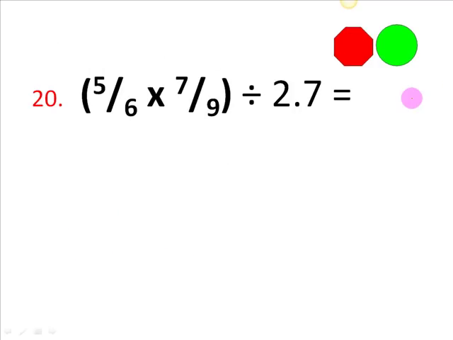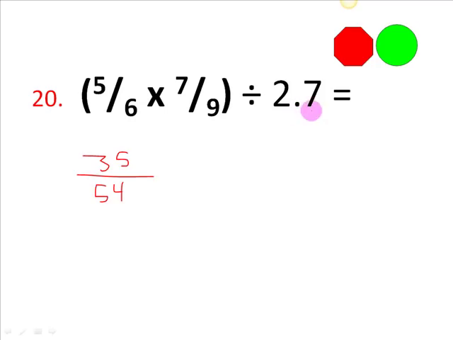Number 20. We're going to have to multiply a little bit here and divide. So click on the stop sign, give it a whirl. All right, let's see how you did. First thing we need to do is that which is in the parentheses. So we multiply 5 times 7, that's just 35. And 6 times 9, that's 54. And we're going to divide that by 2.7.